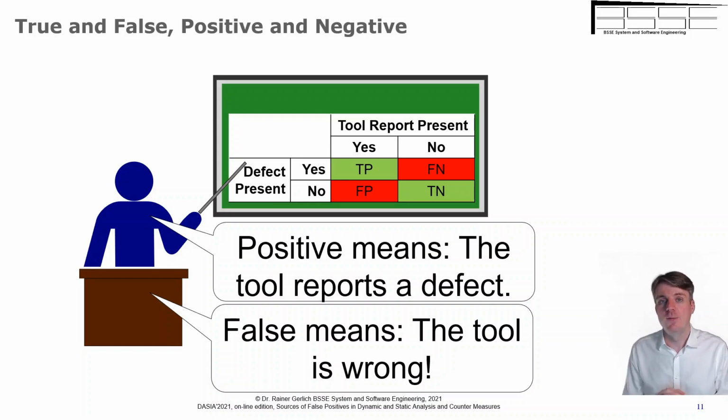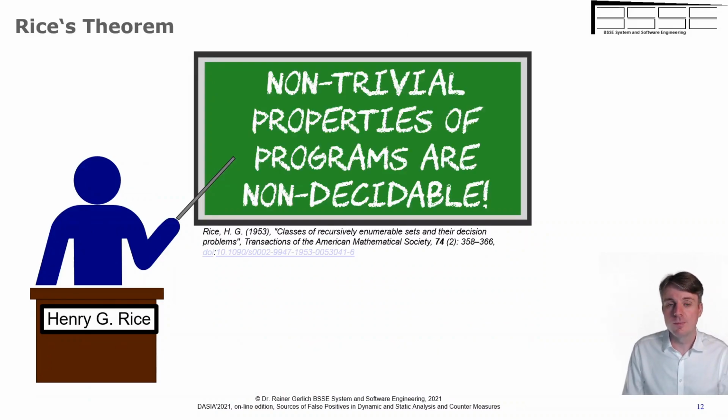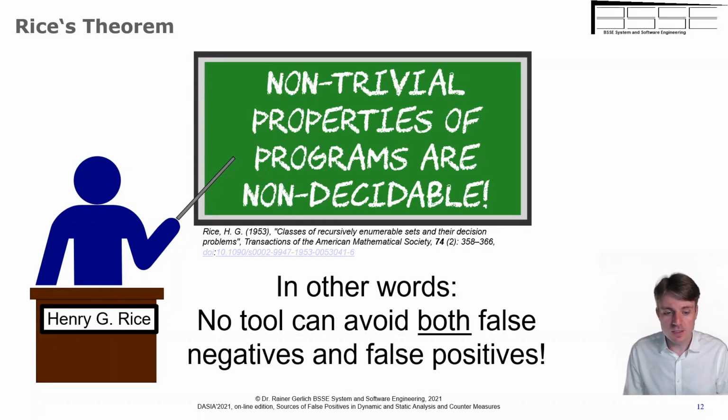Unfortunately, one basic result of theoretical computer science is in the way of that, and that is Rice's theorem. Rice's theorem can be expressed as: non-trivial properties of programs are non-decidable, or as it means for us, no tool can avoid both false positives and false negatives. There can be tools that have no false positives, but they will have false negatives, and there can be tools that have no false negatives, but they will have false positives. And there can be tools that have both.